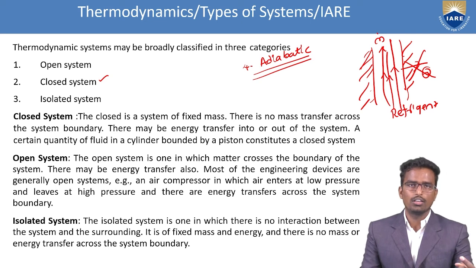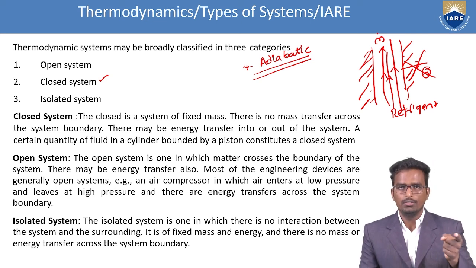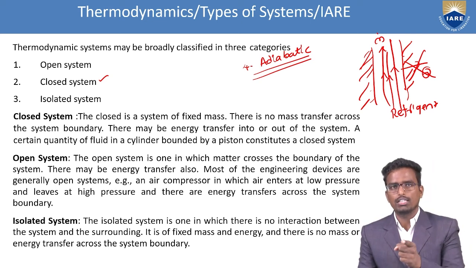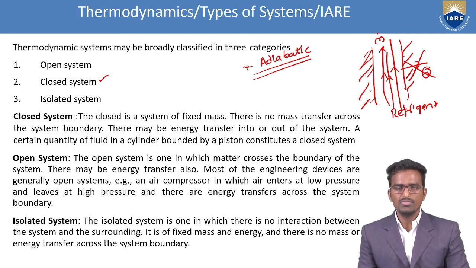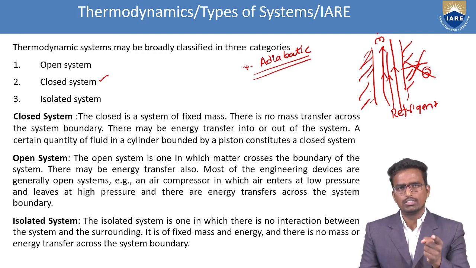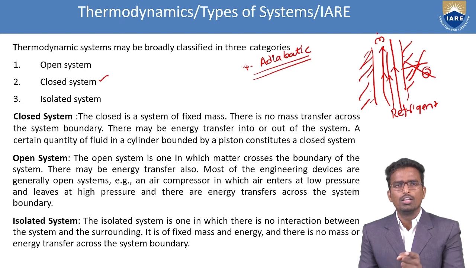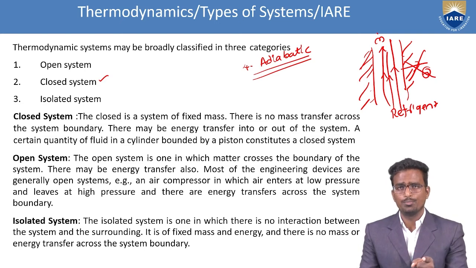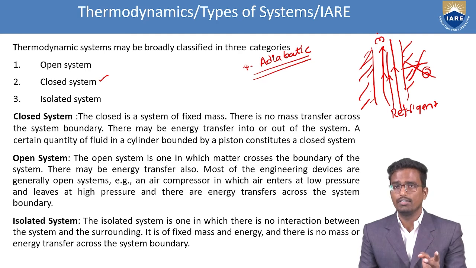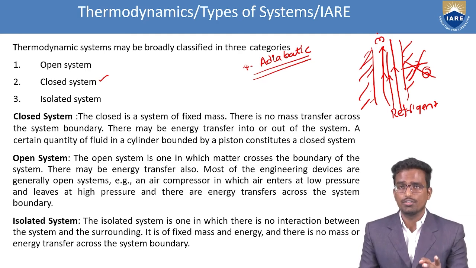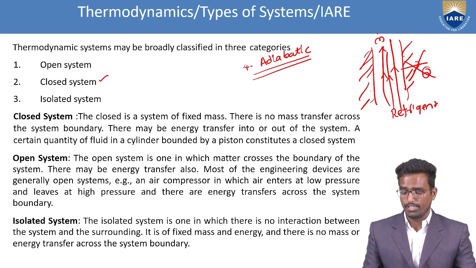So let me recall again. Open system: if there are mass and energy interactions, that type of system we call an open system. If only energy interaction is there, we call it a closed system. If no mass and no energy interactions are there, we call it an isolated system. And there is a fourth classification we add, the adiabatic system, where only mass interactions are there and no energy interactions.